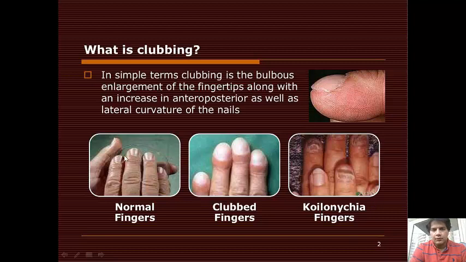So you see normal fingers like this, and the anterior-posterior contour, which is normally concave, will become convex. Normal concave, this will become convex and it will become clubbed. And there is a difference from koilonychia.